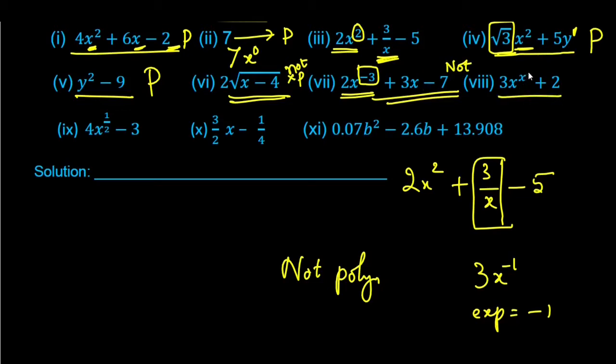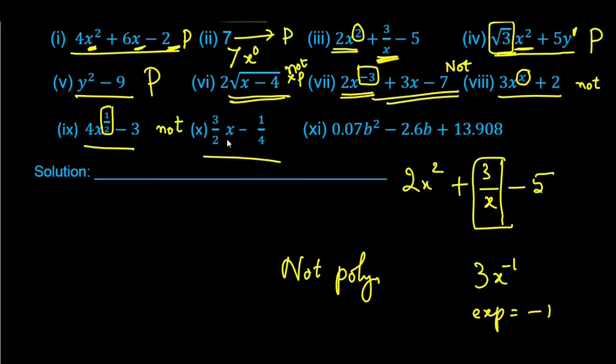Here we have the exponent as a variable, x power x. So this is not a polynomial. Here in the ninth one, we have exponent 1 by 2. 1 by 2 is not a whole number. So this is not a polynomial.